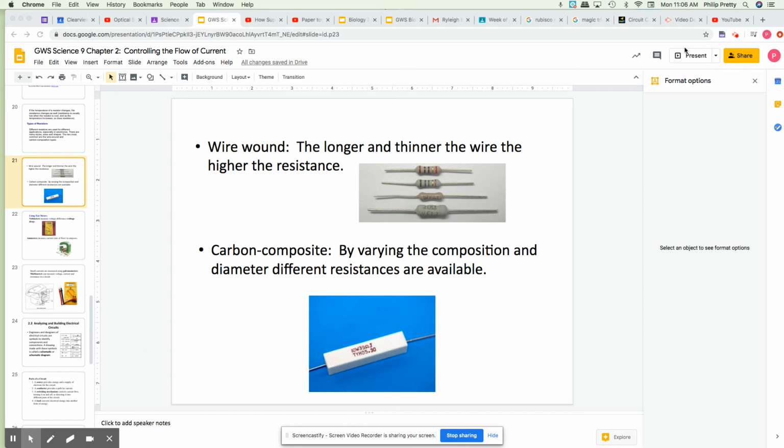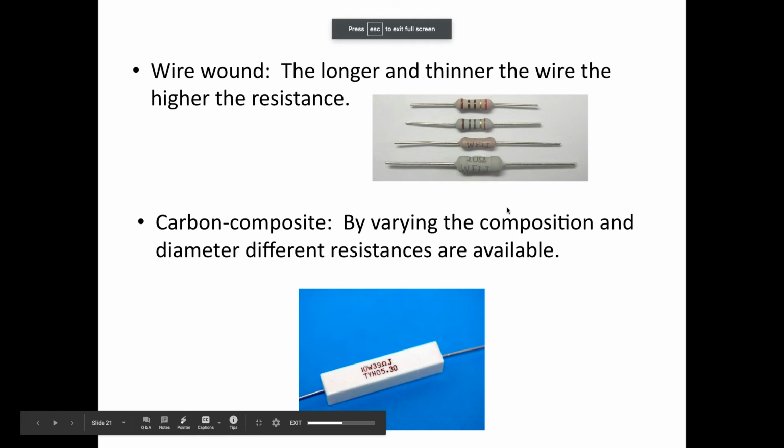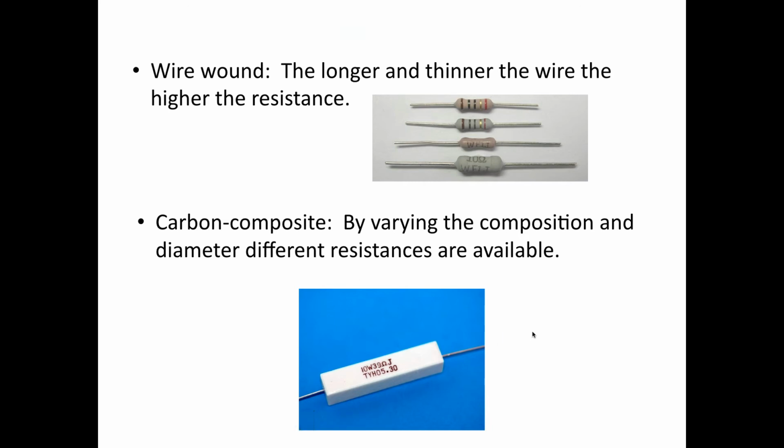Okay, folks, so we're talking about resistors here. So the two different types here, the wire wound and the carbon composite. So the wire wound, basically longer and thinner wires, we were saying, will increase the resistance, whereas the carbon composite will vary by the diameter and the composition.